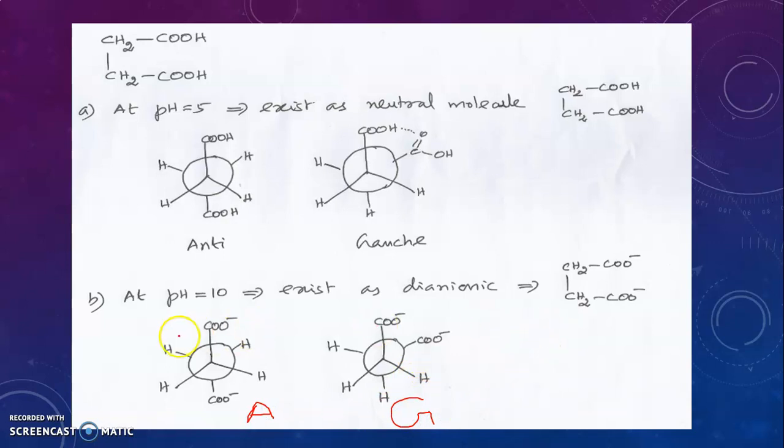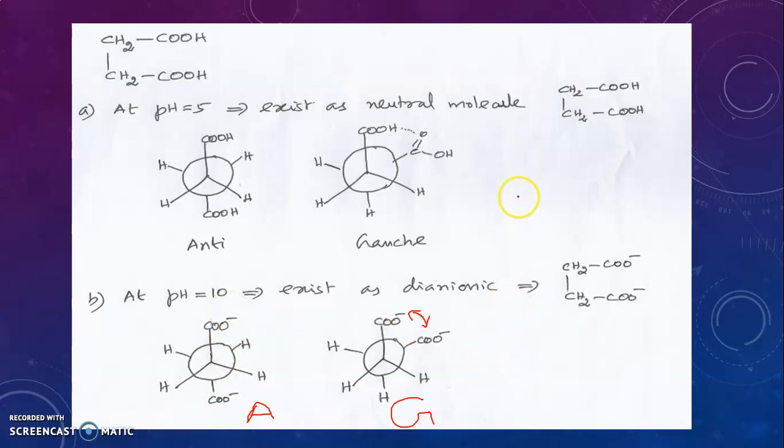But now, since these two carboxylate ions carry negative charge, there will be repulsion because they have the same charge. So because of repulsion, the gauche conformation gains potential energy. Therefore, the stability of the gauche conformation becomes less. Whereas in the anti-conformer, the two carboxylate ions are far away from each other. Therefore, the repulsion is minimum, and this anti-conformer is the most stable conformer at pH equal to 10.